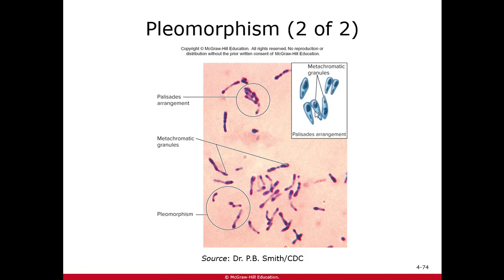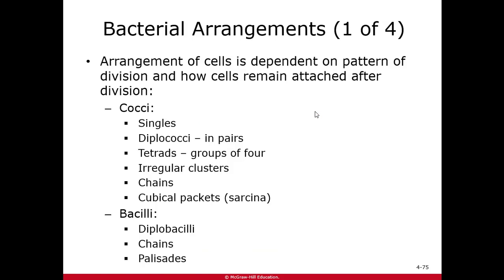Now, other than knowing what the bacteria looks like shape-wise, bacteria like to hang out together in specific arrangements as well. Sometimes they like to hang out just by themselves. Sometimes they like to hang out in pairs, we call it diplo. Some like to hang out in groups, specifically of just four. Some like to hang out in little clusters. Some like to hang out in long chains. Some like to hang out in little cubicle packets, so it's like a little cluster, but always in the shape of a cube. And some kind of like to stack up on top of each other. So it's not a chain, but they stack up on top of each other.